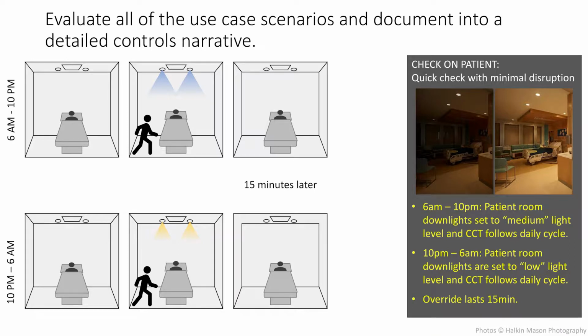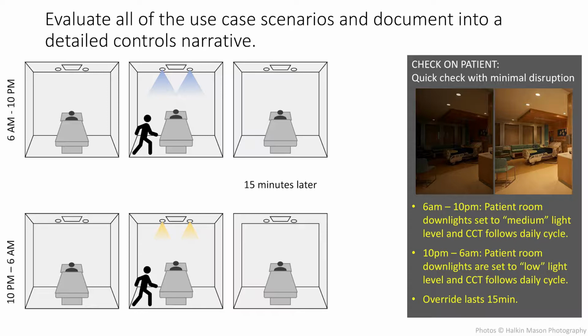So here's a check on the patient scenario. Between 6 and 10, we're going to set the lights at medium and follow the color, the CCT cycle. And then from 10 till 6, we're going to have the lights low and following the daily cycle. Any override lasts for 15 minutes. So this is just a quick check-in. The lights are at some low level or off. The staff comes in, checks on the patient. 15 minutes later, they go off. If it's at night, it's just a different color, a lower intensity.